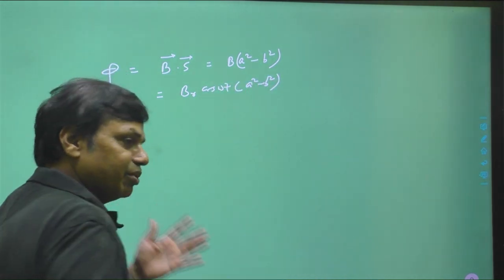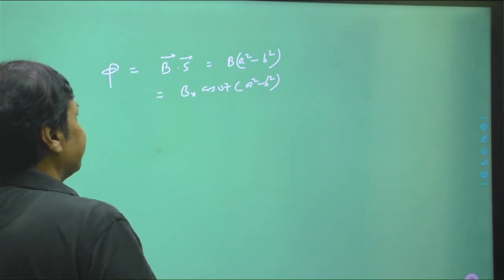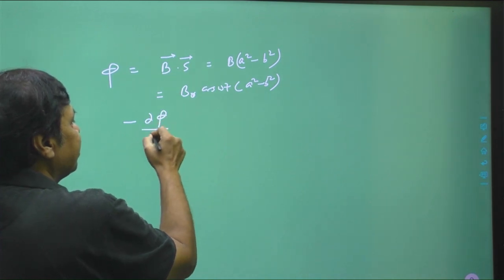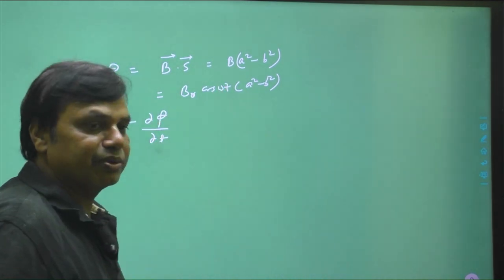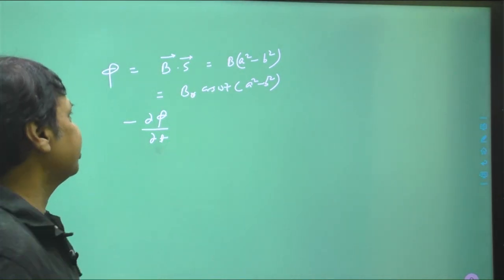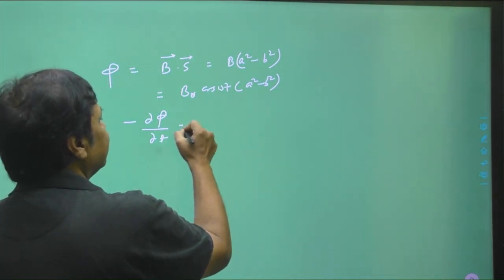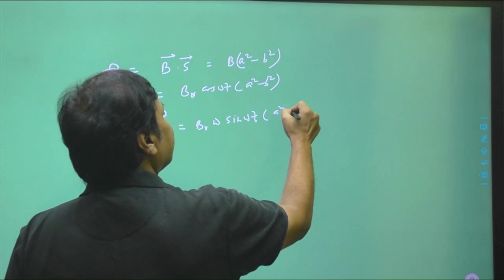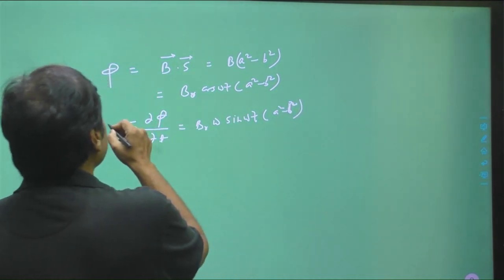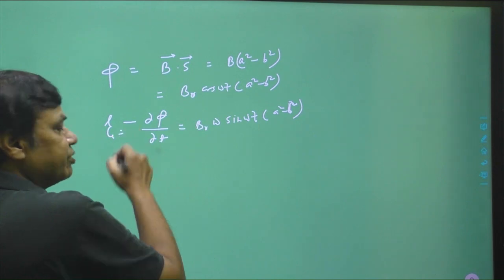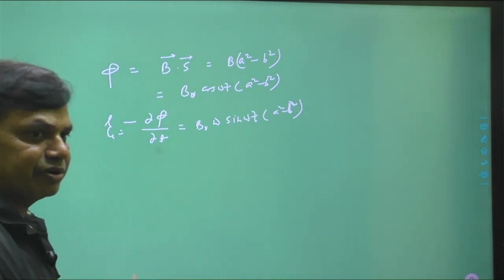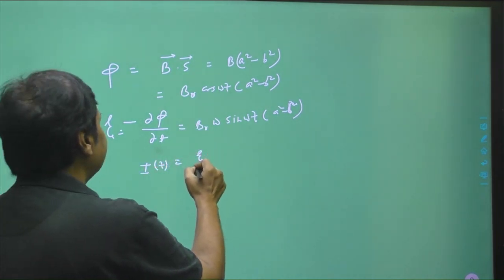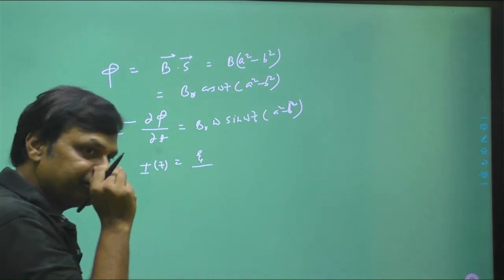Now you know how to solve this problem. You can find the EMF as minus d phi by dt. That means you need to differentiate with respect to time, and you will get B naught omega sine omega t, A square minus B square. So this is the EMF induced in the circuit, and if you find the EMF induced in the circuit, you can easily find the current passing through the circuit, that is simply E divided by total resistance of the circuit.